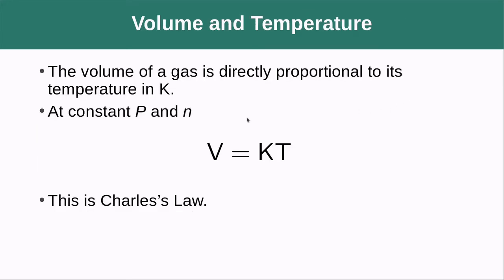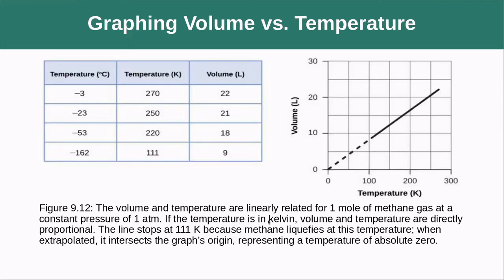The volume of a gas is directly proportional to its temperature in Kelvin as well. At a constant pressure and number of moles, the volume is going to equal some constant times the temperature. This is Charles's law. And again, if we graph that, we're going to see a straight linear relationship between the volume and the temperature.